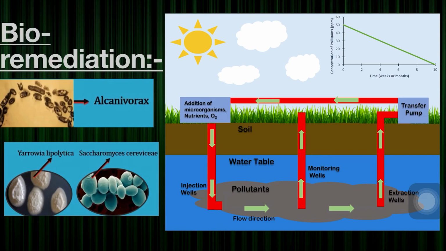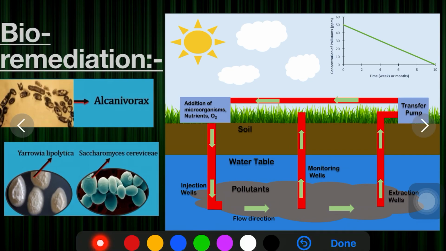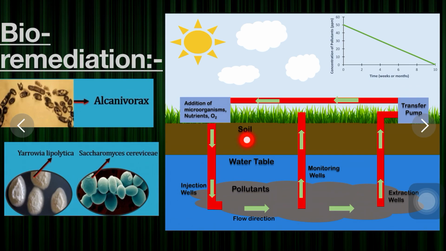Student, let us see about bioremediation. A yeast, Yarrowia lipolytica, is used to absorb the toxins released during the production of palm oil and the heavy metals and minerals released in some other industrial processes. Saccharomyces cerevisiae is used for absorption of the pollutant arsenic. Oil spills in the ocean are cleaned with the help of alkanivorax bacteria.